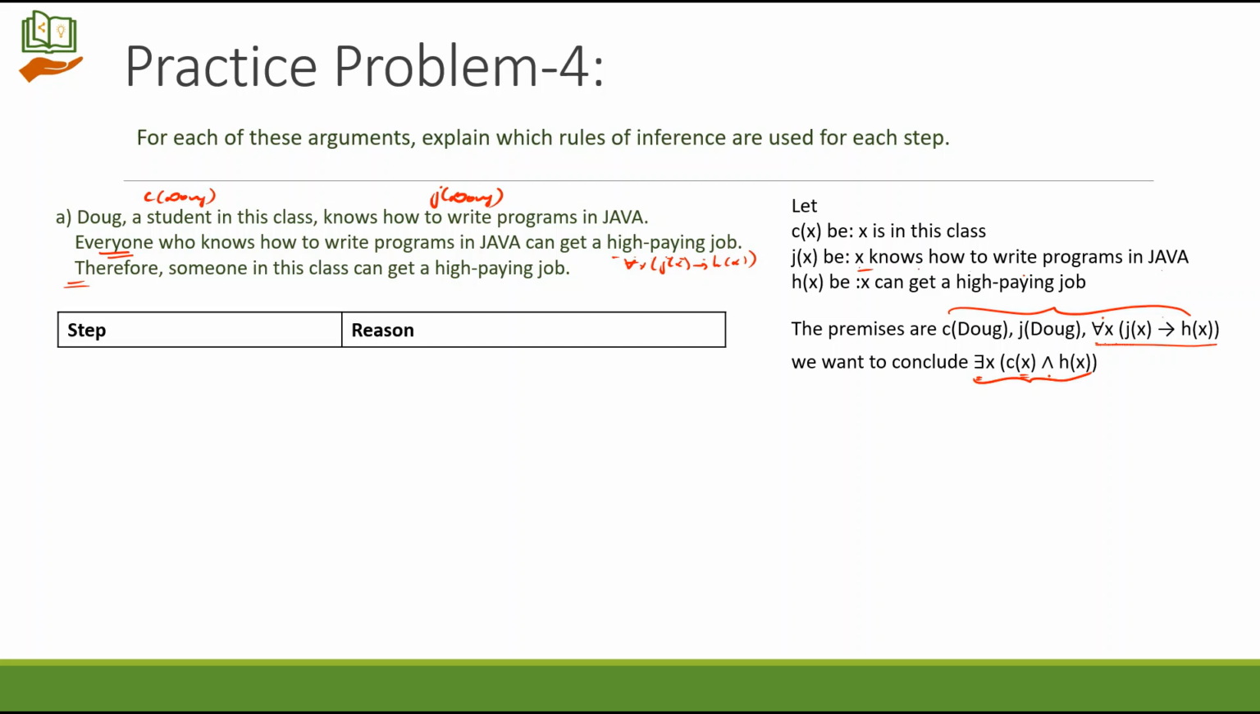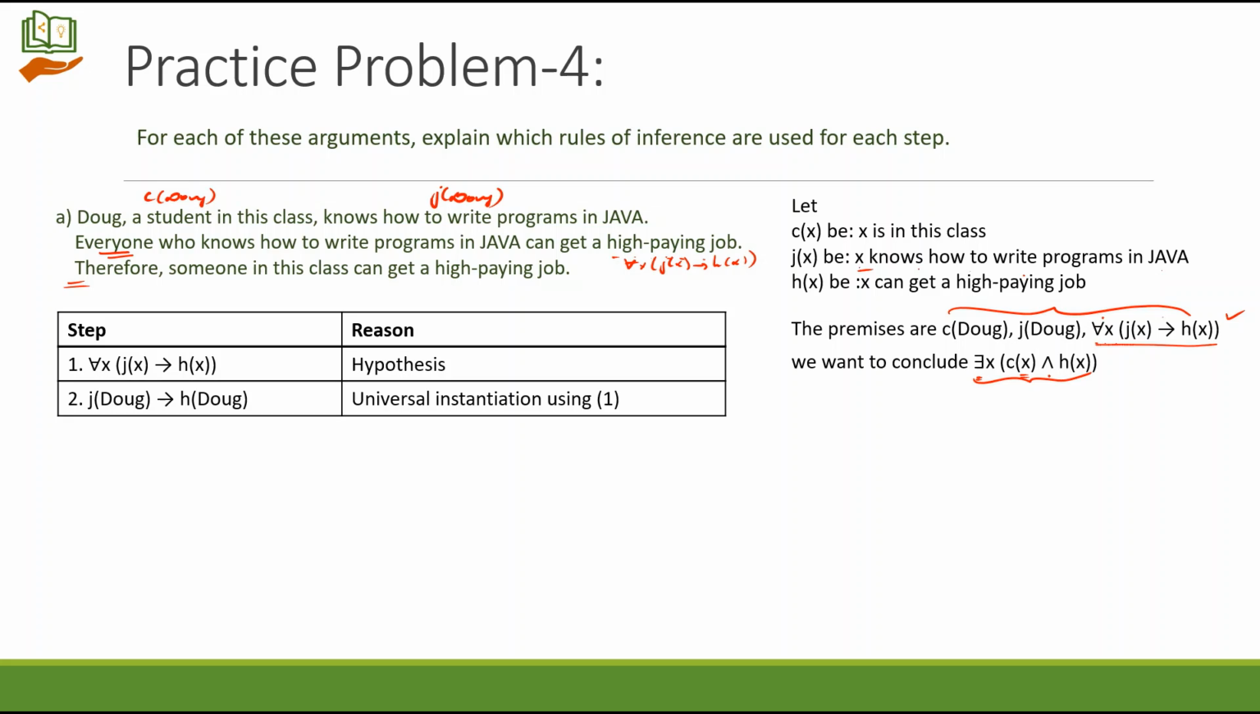Now let's go step by step. We'll start with this particular expression. For all x, J of x implies H of x. Now you have to apply universal instantiation. So for all x, J of x will turn to J of dog. For all x, H of x will go to H of dog. J of dog means dog knows how to write programs in Java.